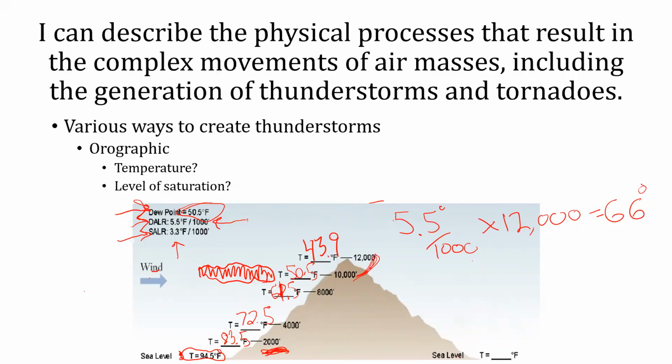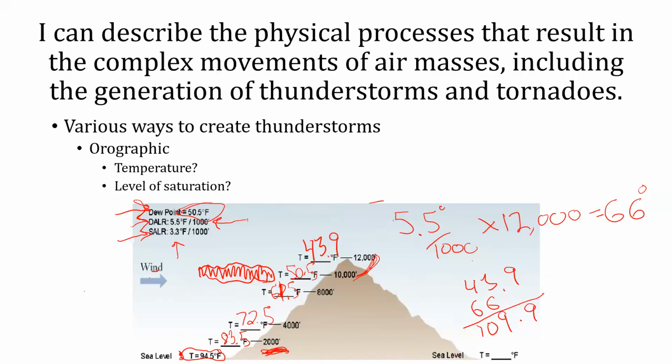So that's our temperature change, but we start at 43.9. We add 66. This time we get a little better. Seem right? It is a very hot eastern side of the mountain. But that is how you do the problem.